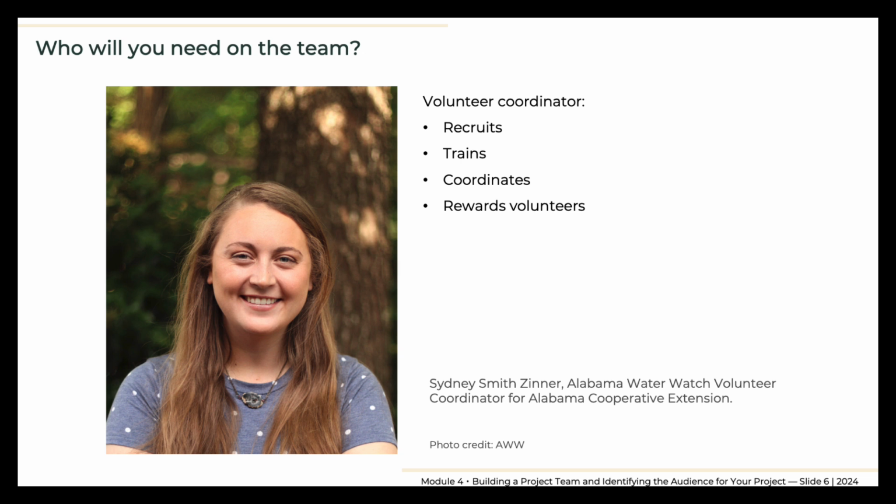A key position for large or lengthy projects is a volunteer coordinator who recruits and communicates with volunteers, manages their schedules and training, updates volunteer resources and information on the project website, and recommends volunteers for awards or other recognitions. This position may be filled by an agency staff member or by someone at a partner organization.